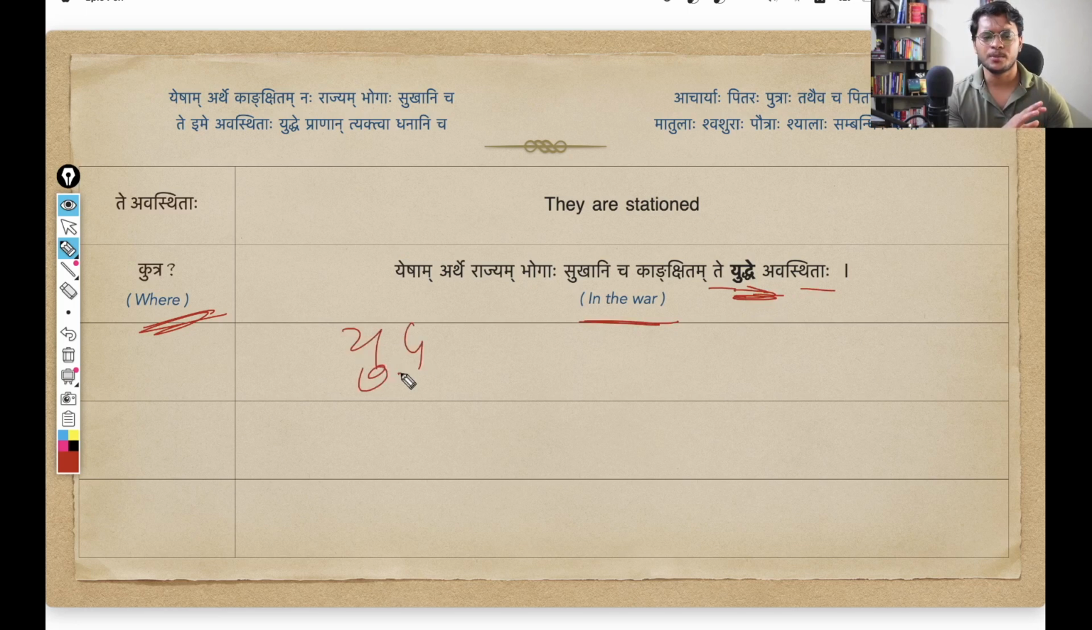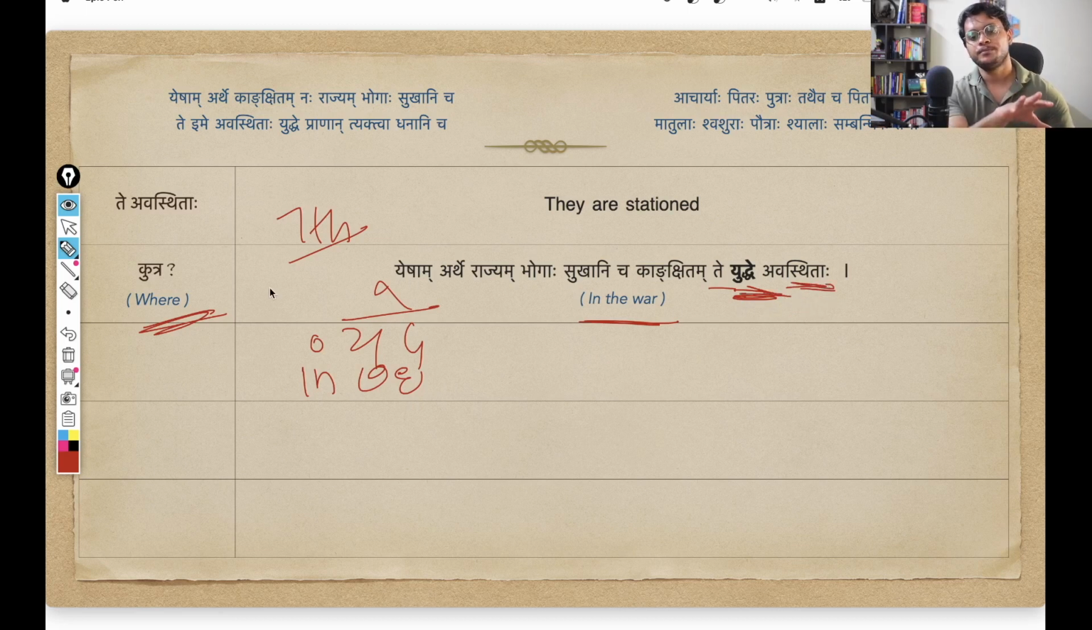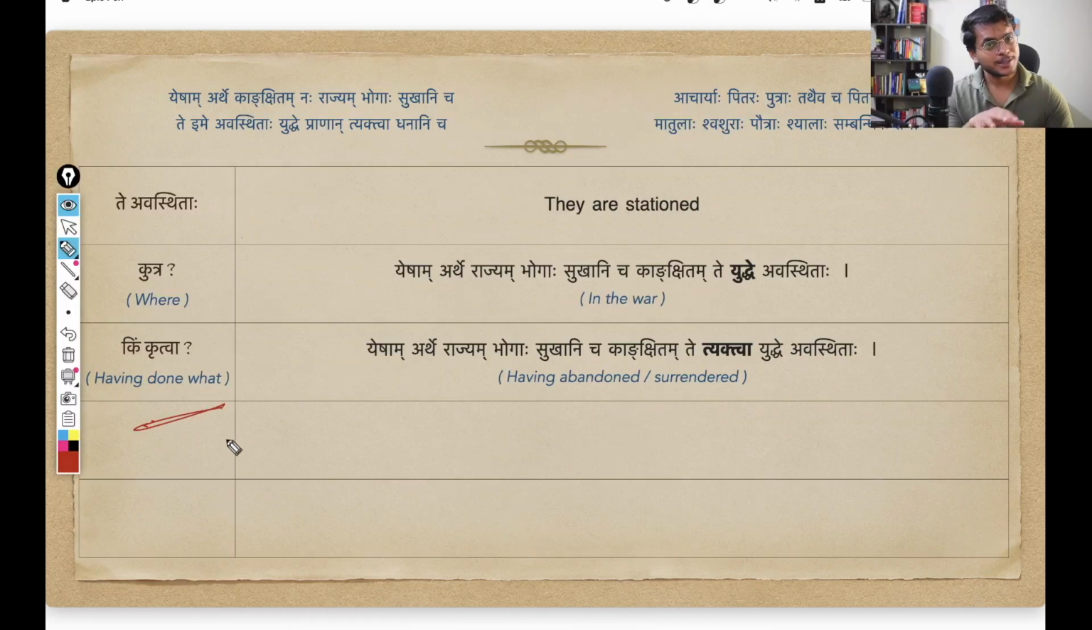That yuddh is the pratipadik, and since I want to say stationed in yuddh, I am using the seventh case, saptami vibhakti. So yuddh changes into yuddhe. So te yuddhe avasthita, they are stationed in the war. By now you must be understanding the point Arjuna is trying to bring Krishna to: that all these people for whom these things are desired, we are fighting this war, they themselves are present in the war.